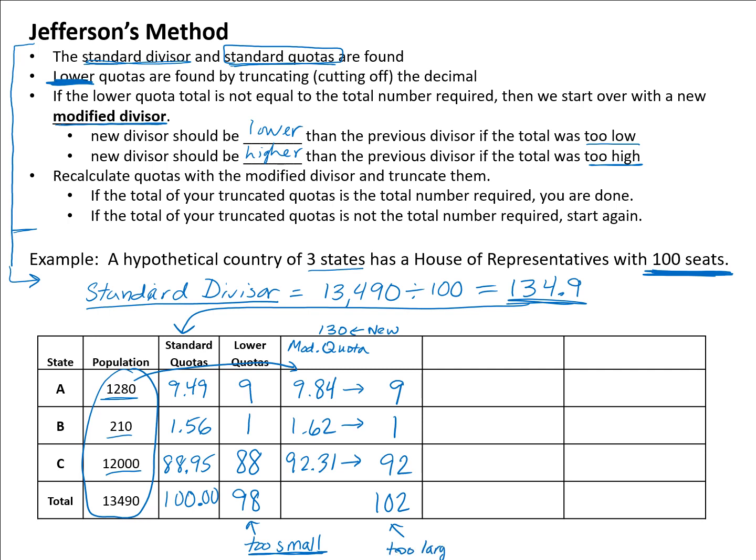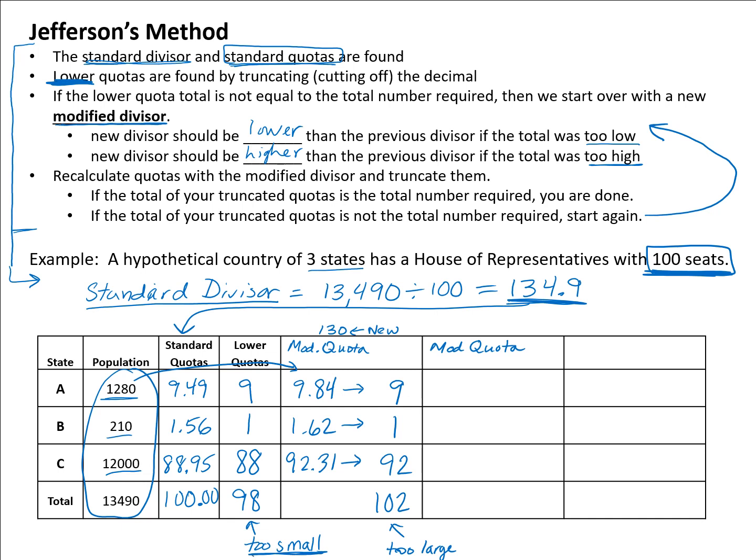It's too high. Because remember, I wanted 100 seats. So what we have to do, if we don't get the value that we want, is we start again. So the whole process starts again of choosing another new value. So we're going to do this again. We're going to do another modified quota calculation for all of the states, but we're going to use a new modified divisor. Now I started with 134 and then I went to 130.